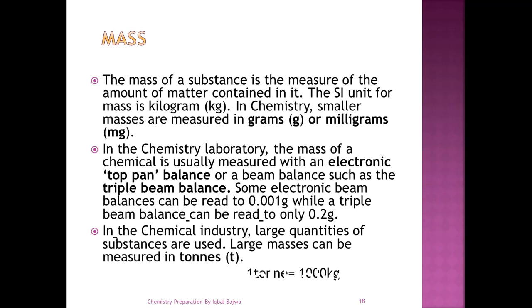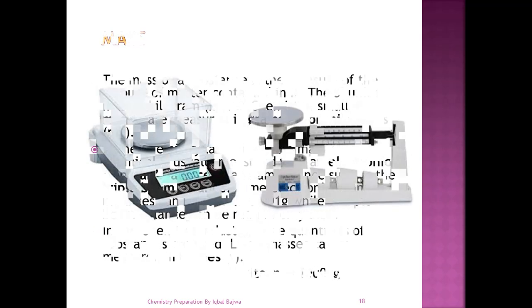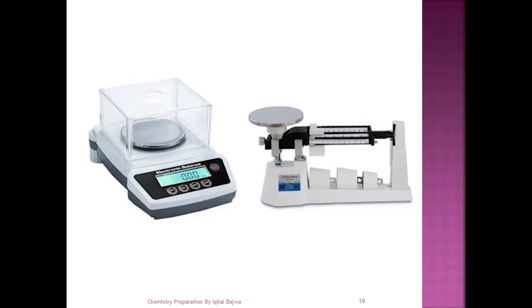In the chemical industry, large quantities of substances are used. Large masses can be measured in tons. So 1 ton is equal to 1000 kilograms. Now these are the two diagrams showing the electronic balance and beam balance.